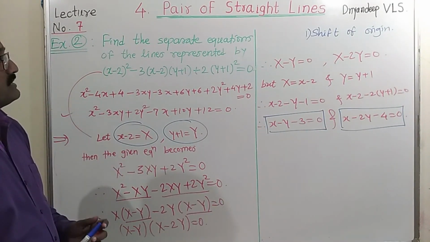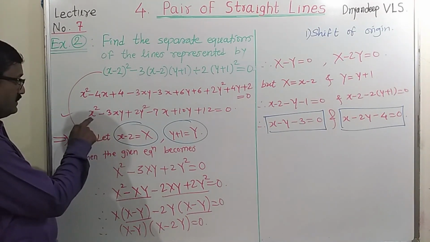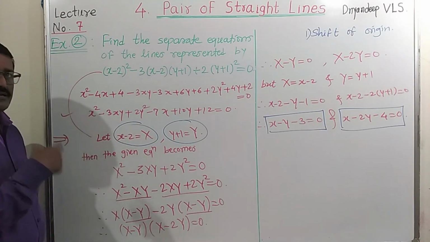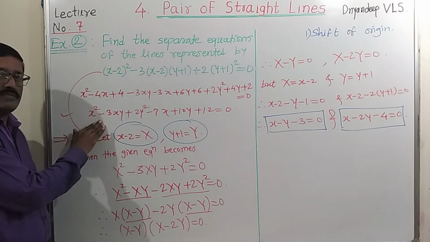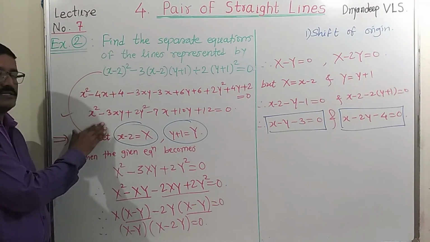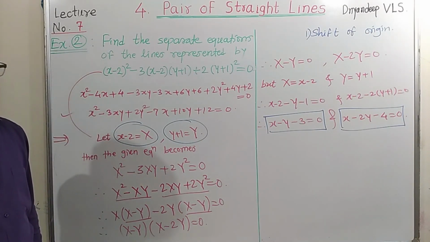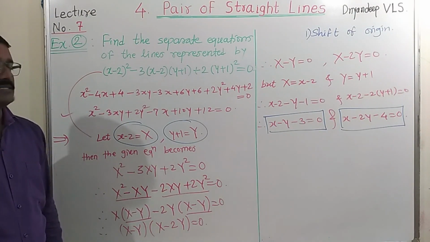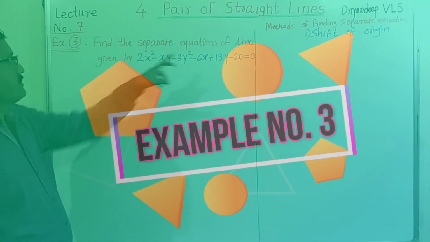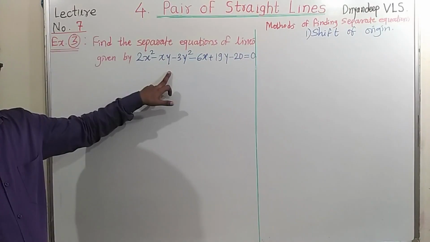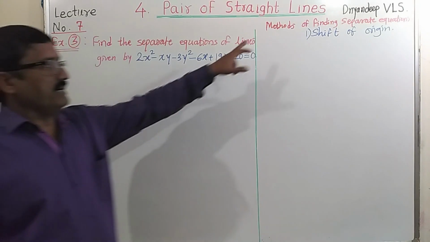Okay, now let us see another method by which we can find the separate equations whenever the equation is given in this form. There are again two methods of finding separate equations whenever this general second degree equation in x and y is given, which represents a pair of lines which are not passing through origin. Okay, so see example number 3. Example number 3, find the separate equations of lines given by this. Now here we will use the second method of finding separate equations.